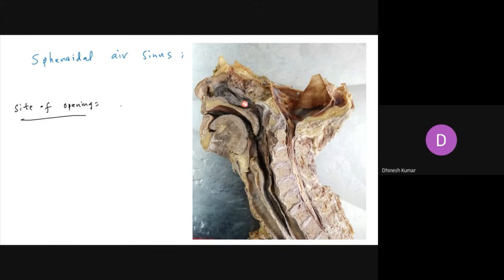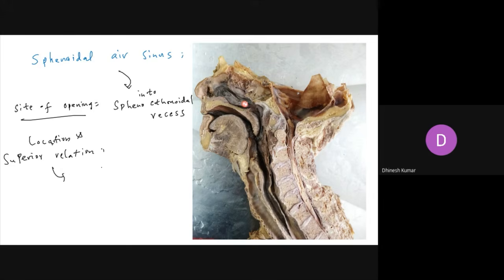Just now we have discussed in the previous slide. Yes, sphenoidal air sinuses open into the sphenoethmoidal recess. Fine. Then another possible subquestion for the sphenoidal air sinuses is, what is the superior relation? What is the location or what is the superior relation of the sphenoidal air sinus?